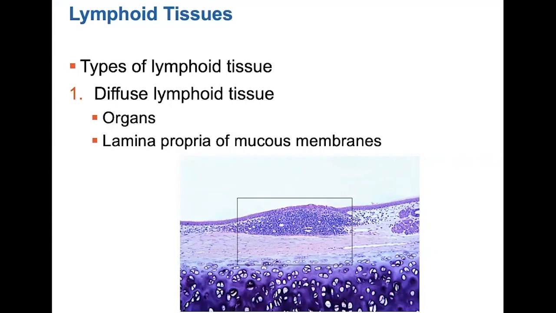Recall that mucous membranes line cavities that are continuous with the outside, such as the digestive, respiratory, and urinary tracts. Each mucous membrane consists of a surface epithelium that is next to the lumen and an underlying connective tissue. The lamina propria is the connective tissue. If you look at the end of the red line, you'll see the epithelium. You may recognize this as the trachea.